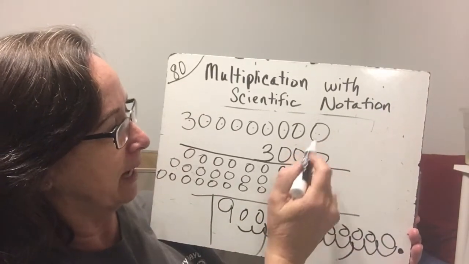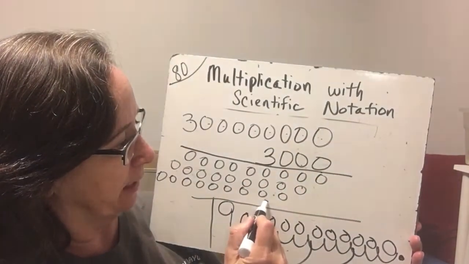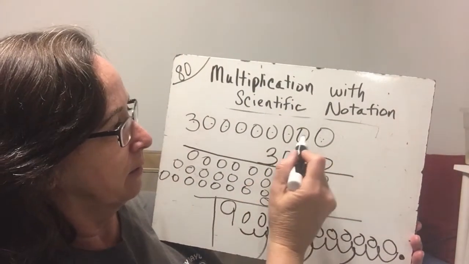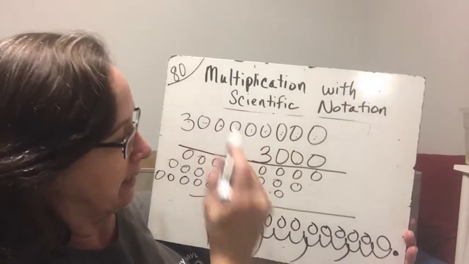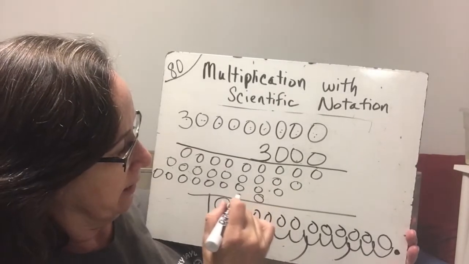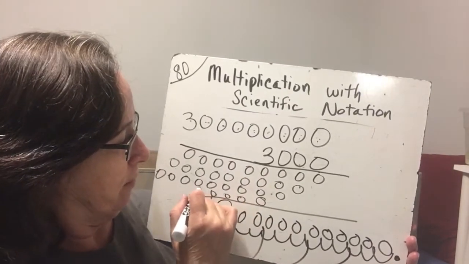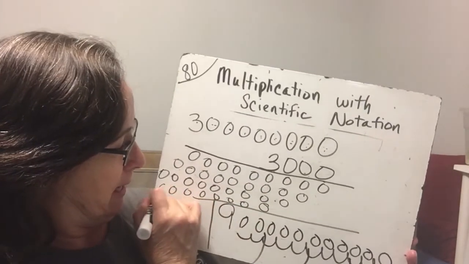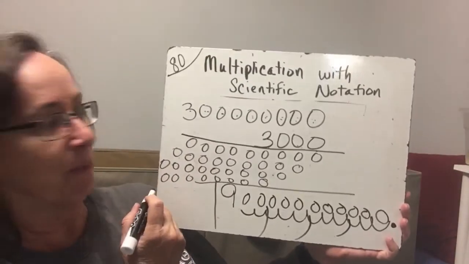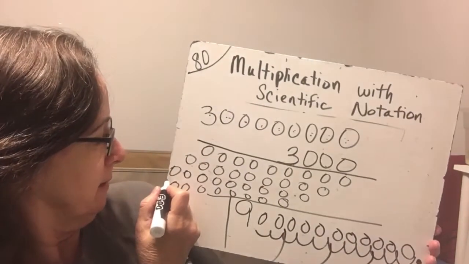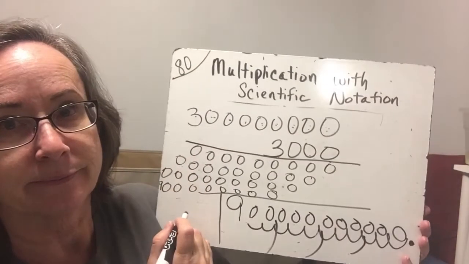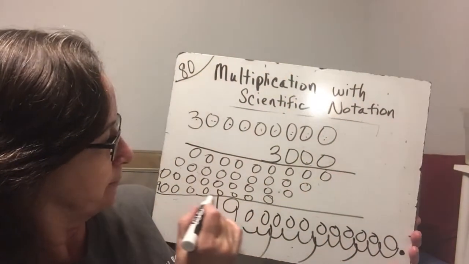Okay, so now we're going to do the 3. So we're going to start here. 1, 2, 3, 4, 5, 6, 7, 8. So 8 zeros. 1, 2, 3, 4, 5, 6, 7, 8, and then right here, right off my board, 3 times 3, 9. Right there. Very end. It's a little bitty 9.